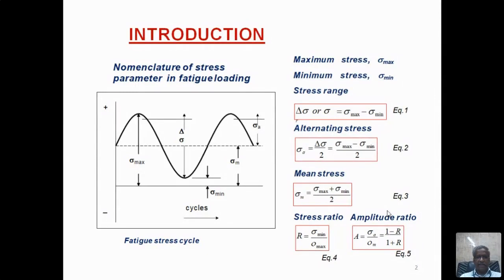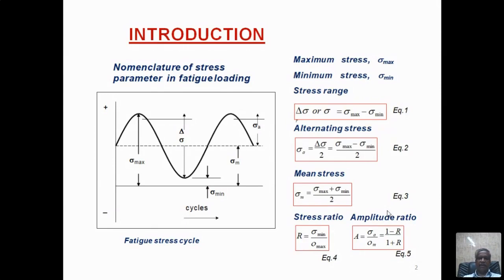Sigma refers to stress here. Sigma max is the maximum stress, and sigma minimum is the minimum stress. The stress range, delta sigma or sigma r, is given by the difference between maximum stress and minimum stress. The alternating stress is the stress range divided by 2, that is, sigma max minus sigma minimum by 2. Another term is mean stress, sigma m, which is sigma max plus sigma minimum by 2.